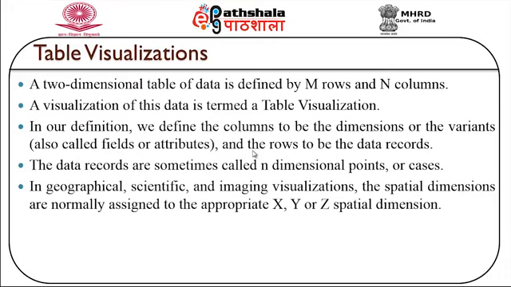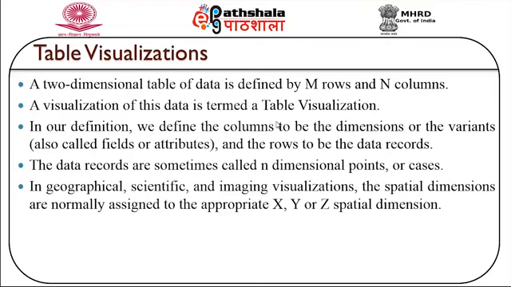A 2-dimensional table of data is defined by m rows and n columns. A visualization of this data is termed table visualization. In our definition, we often define the columns to be the dimensions of the variables, which are also called fields or attributes, and the rows to be the data records. The data records are sometimes also called n-dimensional points or cases.